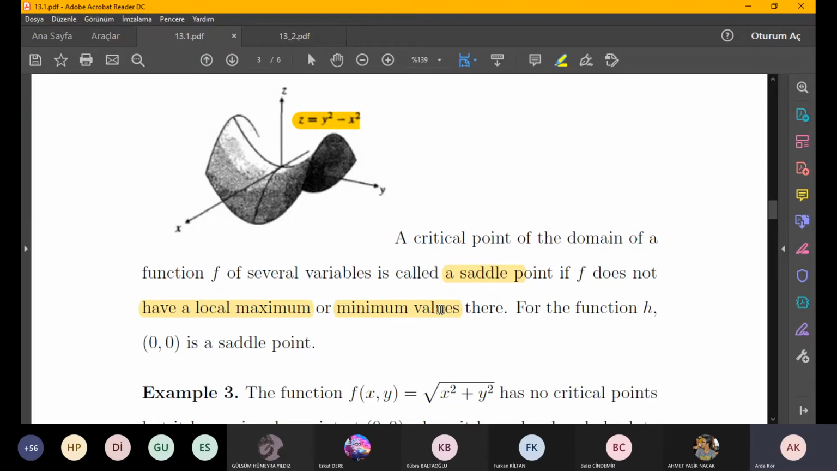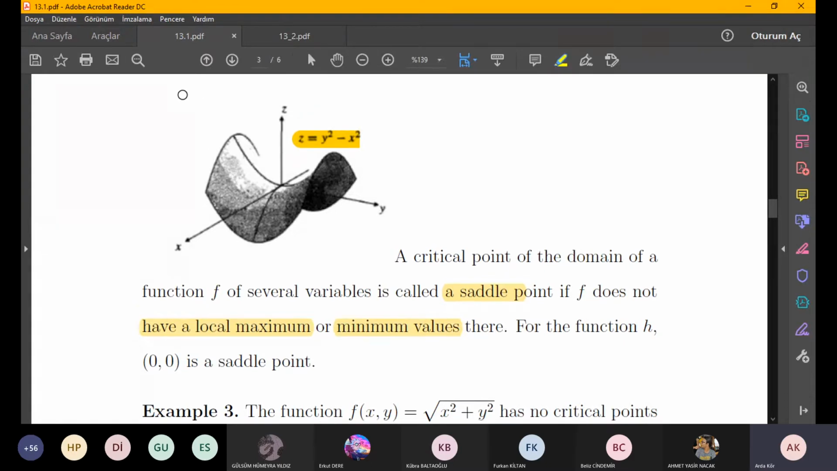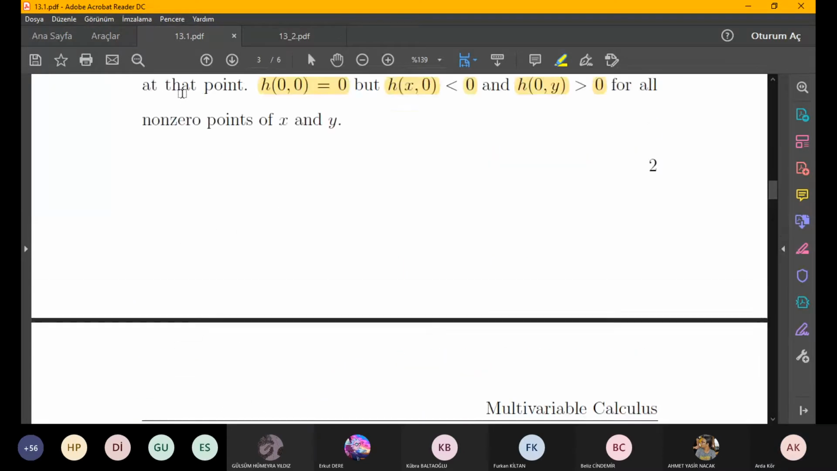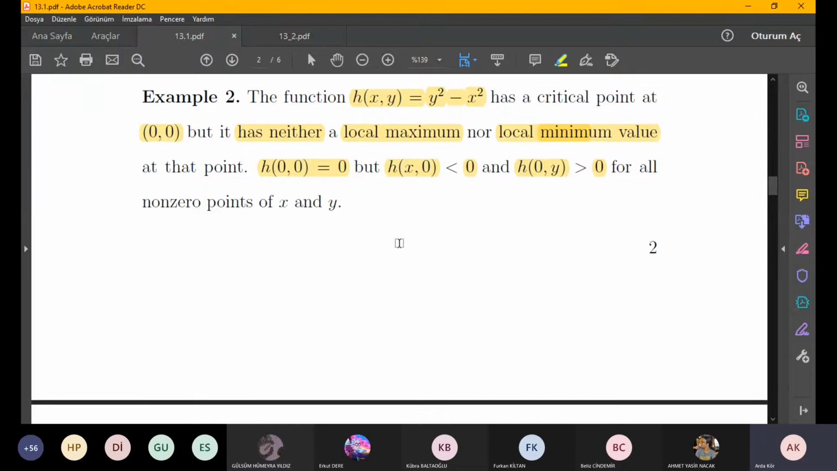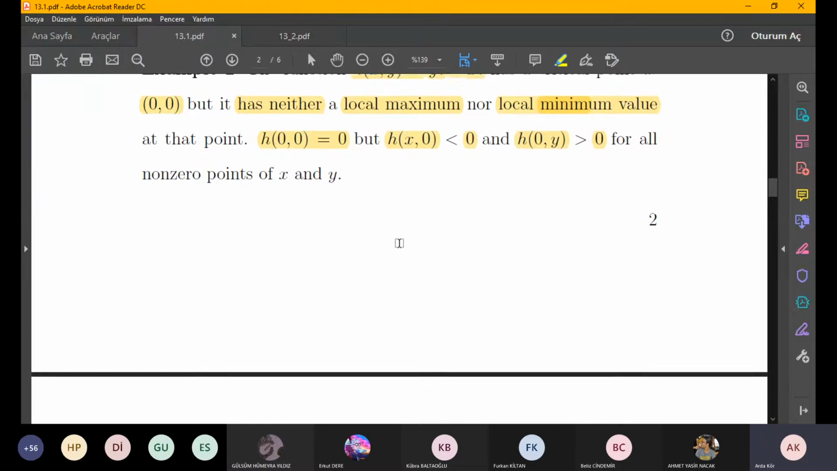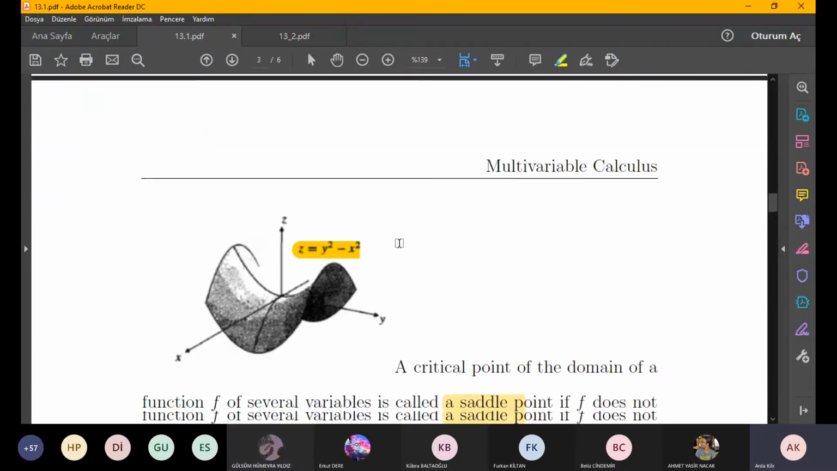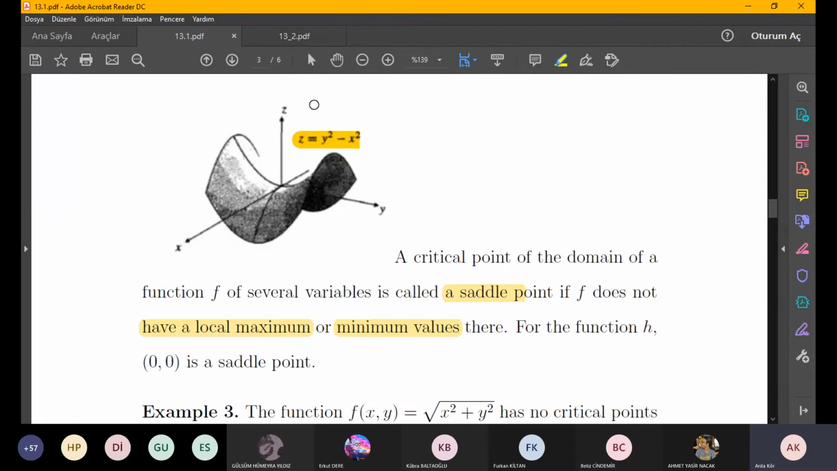So that is why for the example here you can see the origin is not local minimum or local maximum. So that is why here the origin, the point of the function y square minus x square.